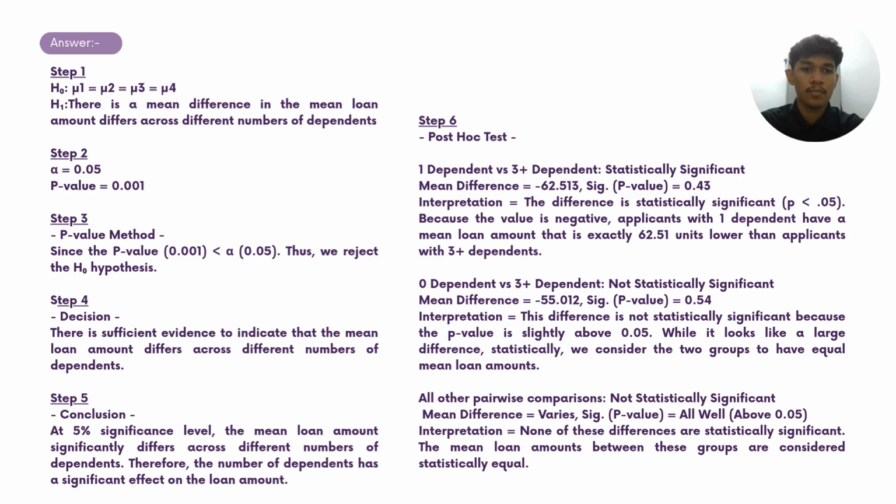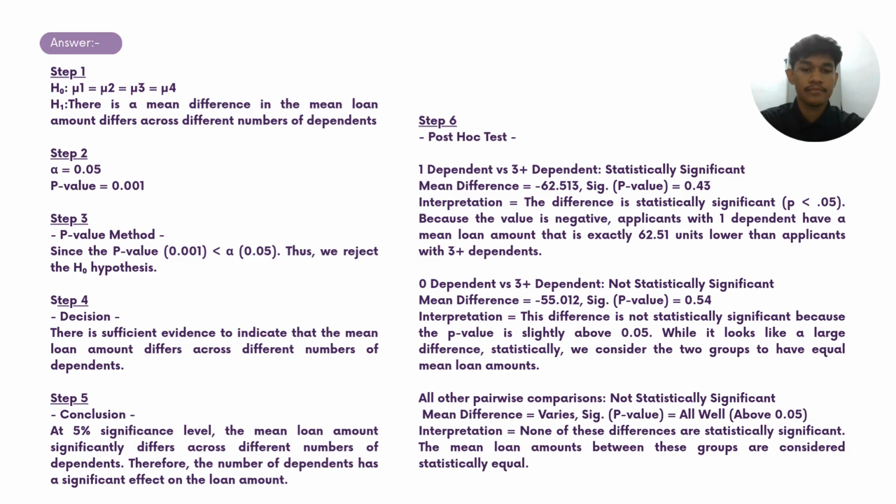Now I'll explain the hypothesis testing and the post hoc result. For step 1, we determine the hypothesis. The null hypothesis, H null, states that the mean loan amount is the same for all dependent groups. The H1 hypothesis states that at least one group has a different mean loan amount. Next, step 2, we determine the alpha and the p-value. The alpha is 0.05, where the p-value is less than 0.001.